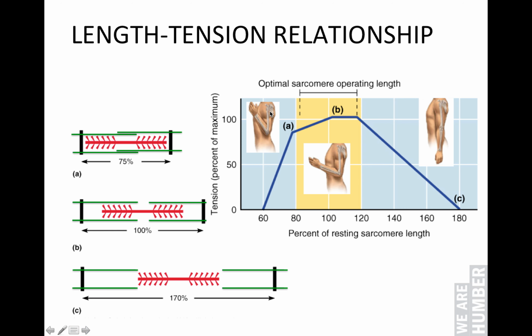Similarly, if we shorten the muscle out, so if we flex the elbow all the way, the amount of tension that we can generate also decreases dramatically. And that's because the actin and myosin are actually so overlapped in this position that although there's binding sites available, there's nowhere for it to contract because it's already in its shortest possible position.